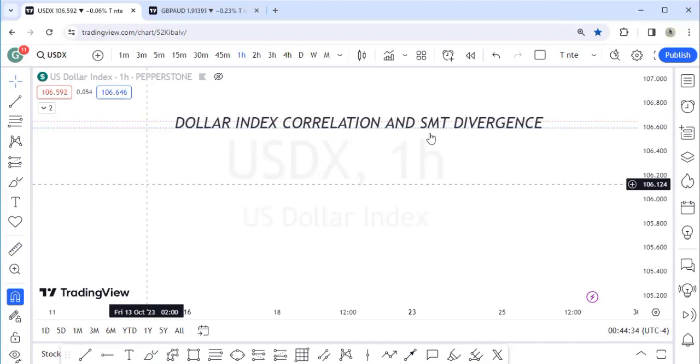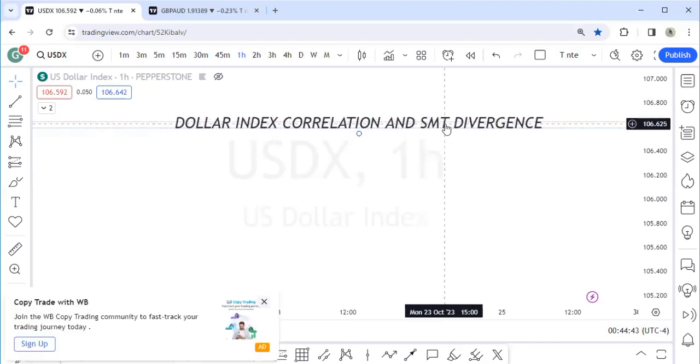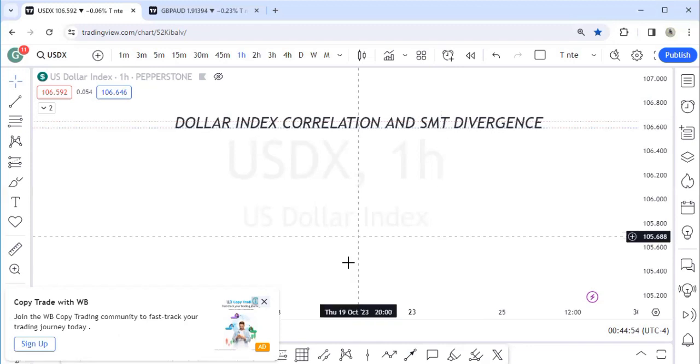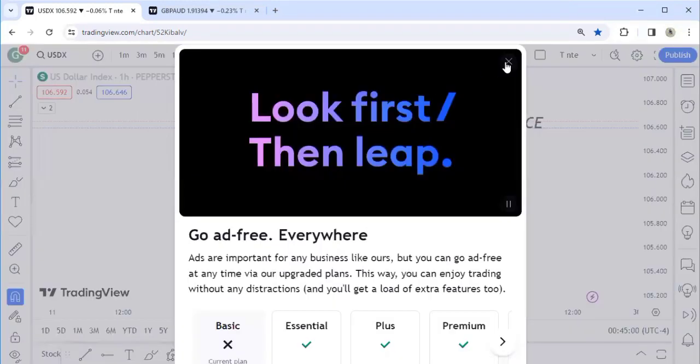SMT is something I learned from the Inner Circle Trader, ICT. It stands for smart money technique or smart money tool, according to what ICT said. Once again, shout out to ICT. Whenever I learn a concept from someone, I don't try to say I'm the one that discovered it. I just tell you this is the person that taught me this. So I learned this from ICT.